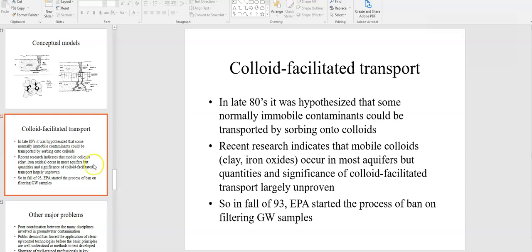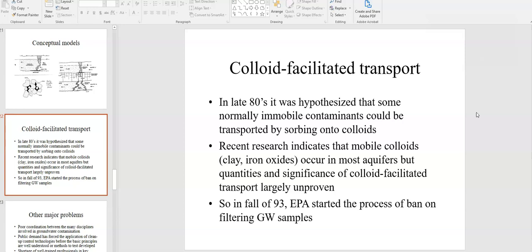And so the EPA started to propose a ban on filtering groundwater samples for testing, because when you're trying to test for contaminants, if you filter out all the colloids, you might filter out all the contaminants. So when you're looking for stuff like radionuclides, you want to keep the colloids in the sample. So what they wanted to do is allow some samples to be filtered, some samples not to be filtered, because you may lose out on the process.